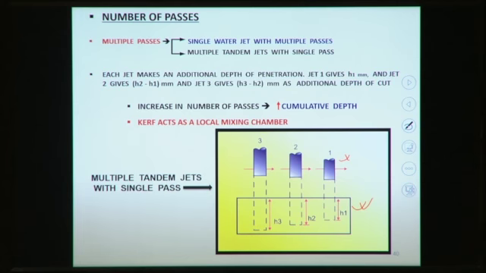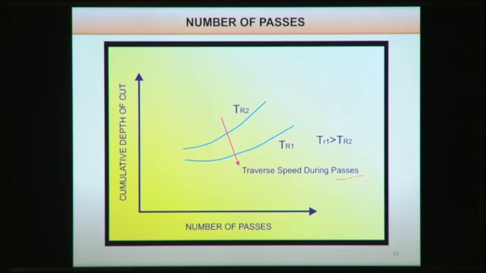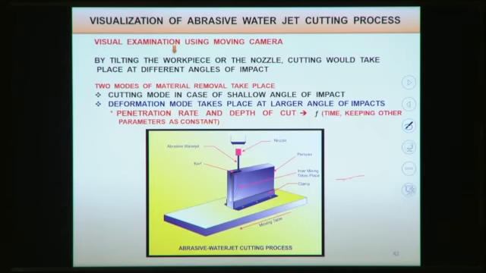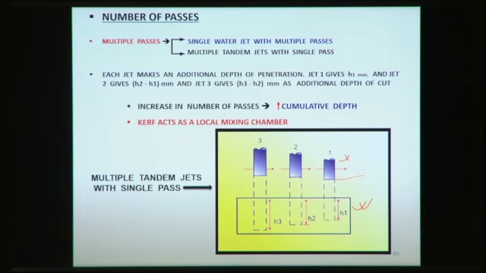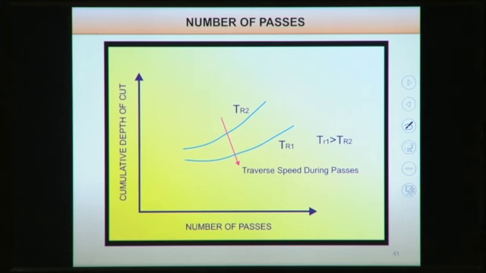Okay. So with the increase in the number of passes, your depth of indentation increases. The cumulative depth of cut increases, and the cuts act as a local mixing chamber in this case. So this is the multiple tandem jets with single pass. With the number of passes, we can see the cumulative depth of cut also increases.